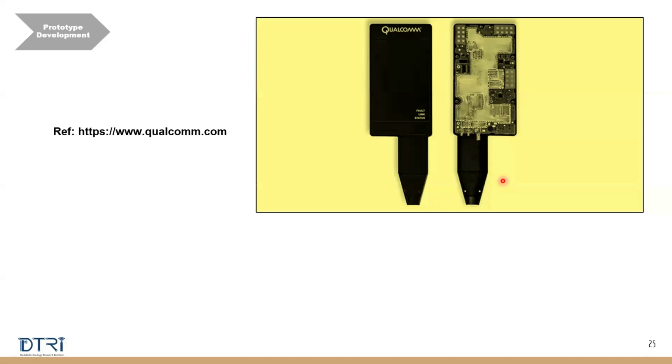It looks very ugly. So I can't keep this in my pocket and say that I have a Qualcomm 5G phone. So prototypes are like this. They look like this because they are designed for a different purpose. They're not designed to be sold to customers.